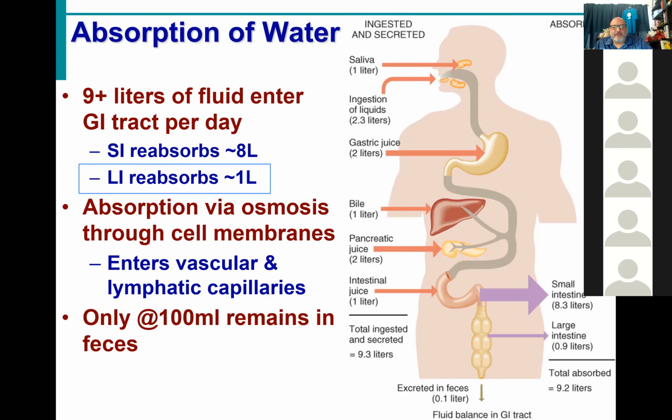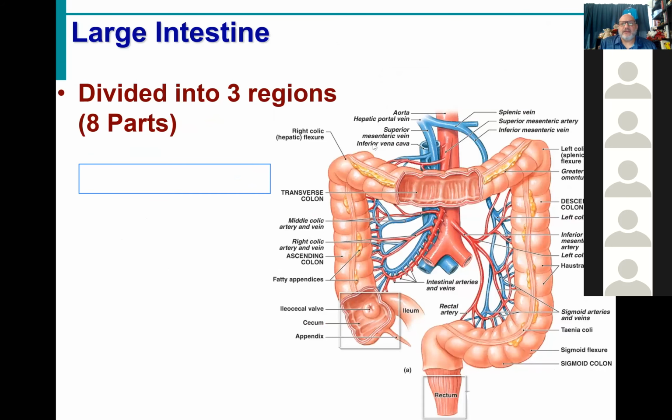All righty. Notice that about 9.3 liters enter into the alimentary canal, and about 9.2 liters are reabsorbed. So on average, only about 100 milliliters of water should remain in the feces during that 24-hour period. That's not enough to compromise its integrity, but enough to keep it lubricated so that it moves smoothly through the large intestine. And with that, we are done with the small intestine, and we can move on to the large intestine. All right, questions on that?